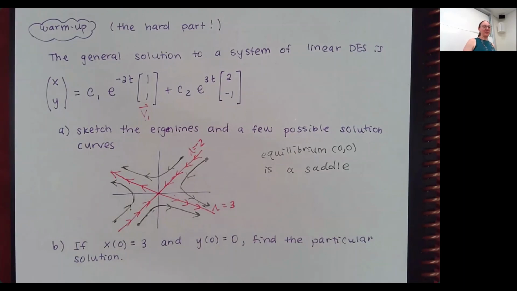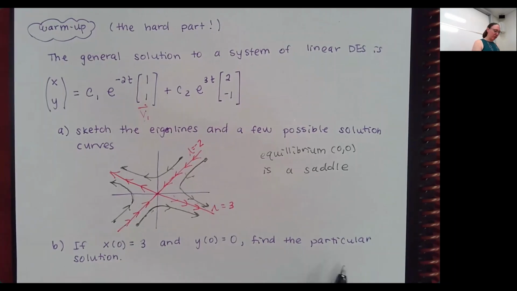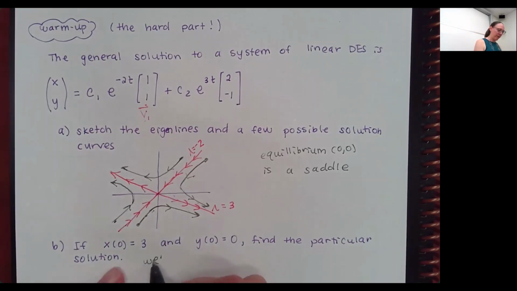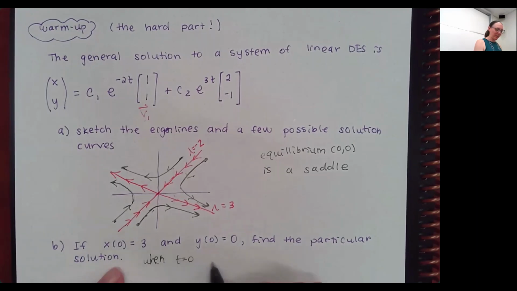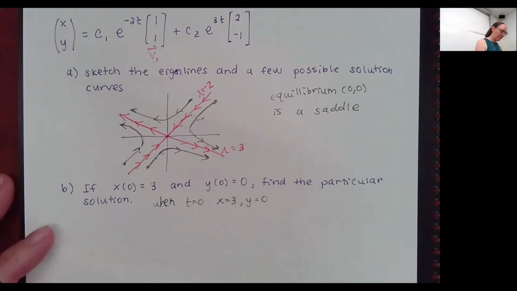The next part that we're asked to do is to actually find the particular solution. Just like we were doing with single differential equations, finding the particular solution means I'm going to use the initial condition I was given in order to find the constants. So here, the initial condition is that when t is equal to 0, x equals 3 and y is equal to 0. So I'm going to use those in my general solution.